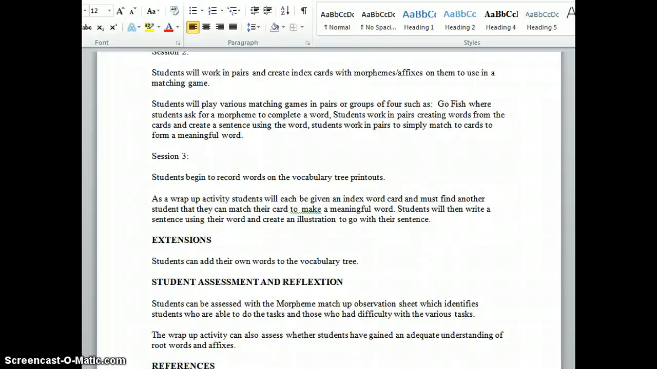In terms of assessment, students can be assessed using the morpheme matchup observation sheet, which is part of the lesson, and it identifies various stages of the process and students who are able to do the tasks that have been described above.